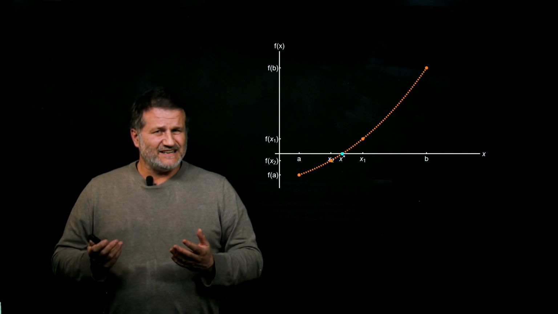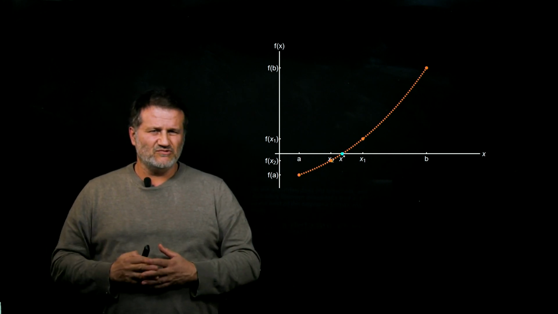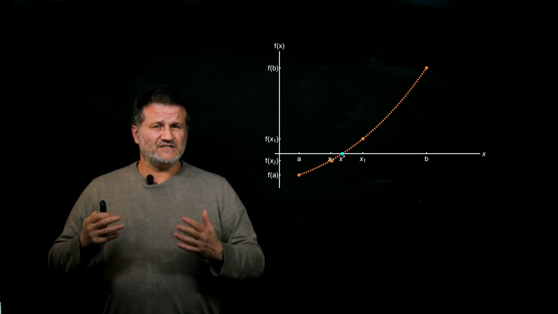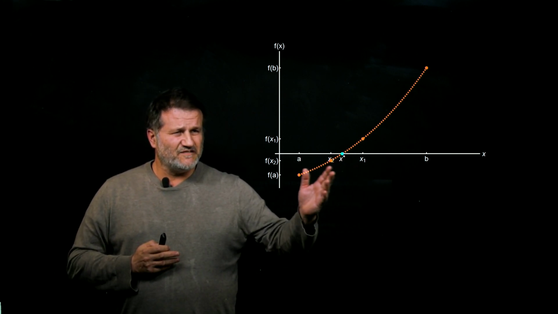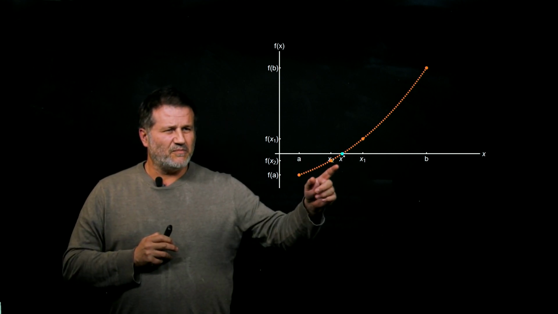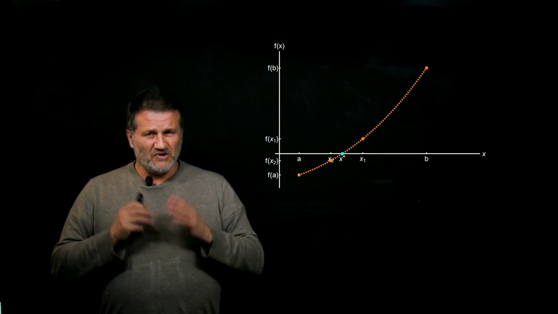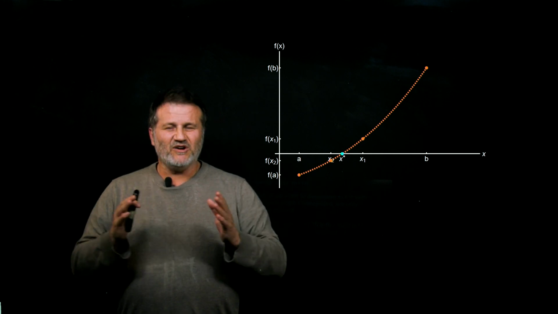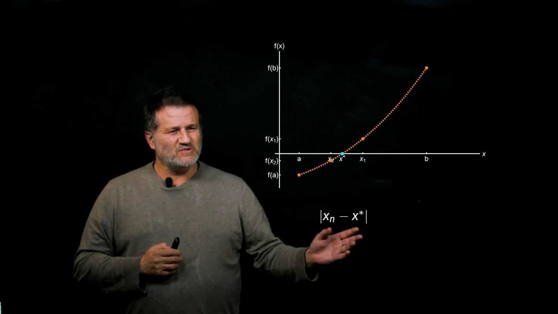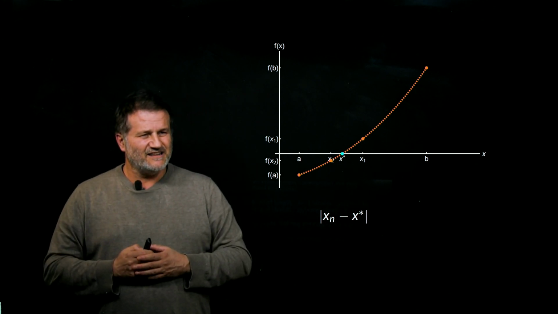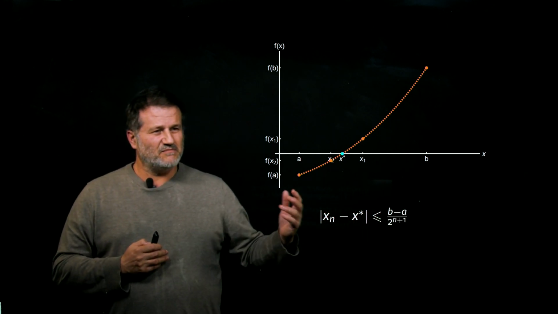Then we have the following alternative. Either the algorithm stops after a certain number of steps, and this means we found a solution of the equation, or the algorithm does not terminate. In this case, Bolzano proves that the sequence of midpoints converges to some limit point x star, which is exactly a solution of the equation. Moreover, since we have this mechanism of halving intervals, we can easily obtain that the distance between xn and the limit point x star goes to 0 very fast, at least faster than this exponential, (b minus a) divided by 2^(n+1).